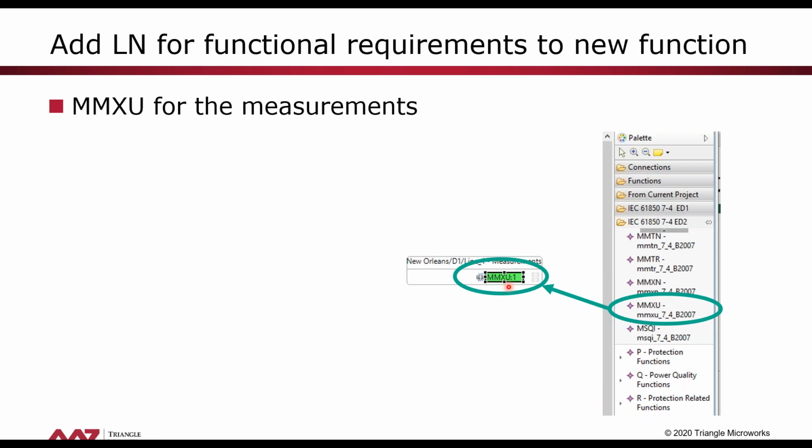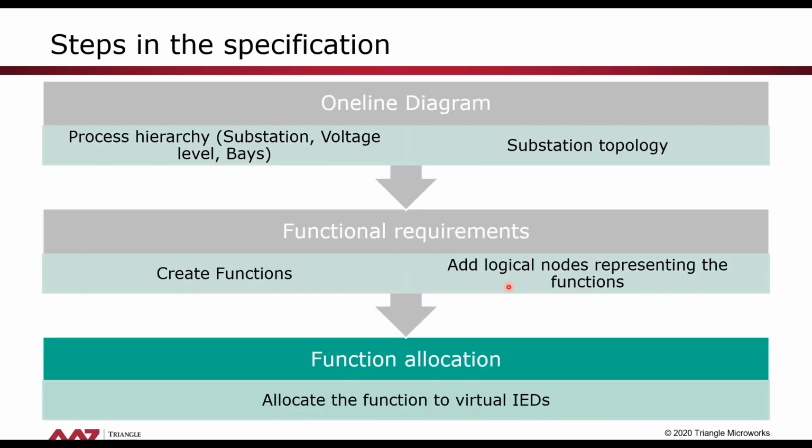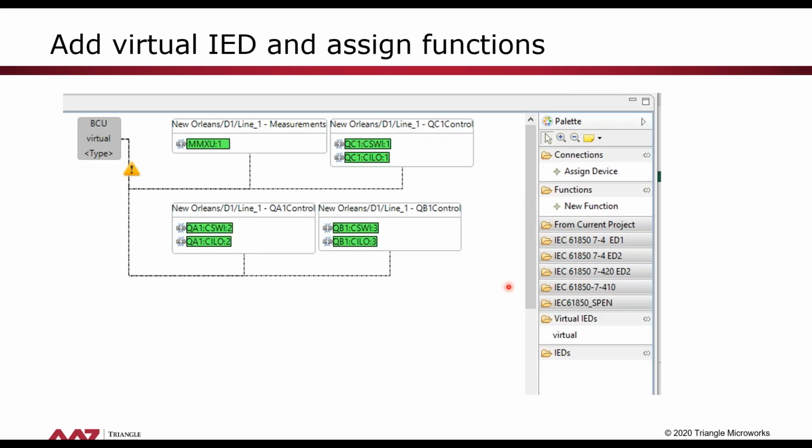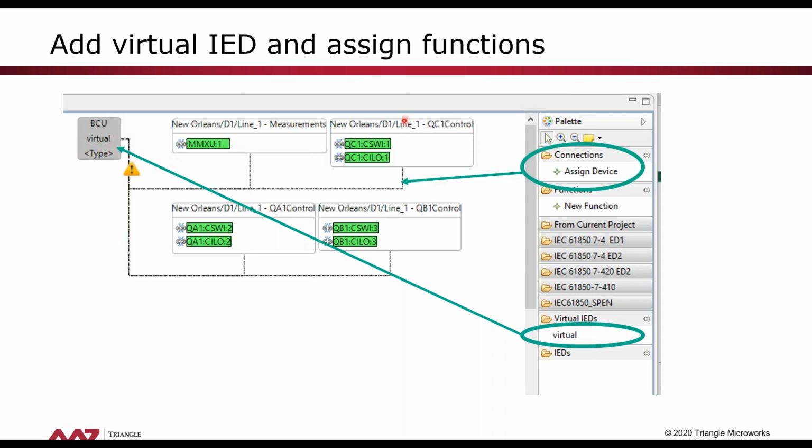The last step of the specification is the option to allocate now the functions to virtual IDs. And this is shown here. So the tool allows us to create a virtual ID. We can give it a name as a role, and we then can associate functions that we have. We can assign them to the virtual ID. So in that case, all these 4 functions have been assigned to the bay control unit.